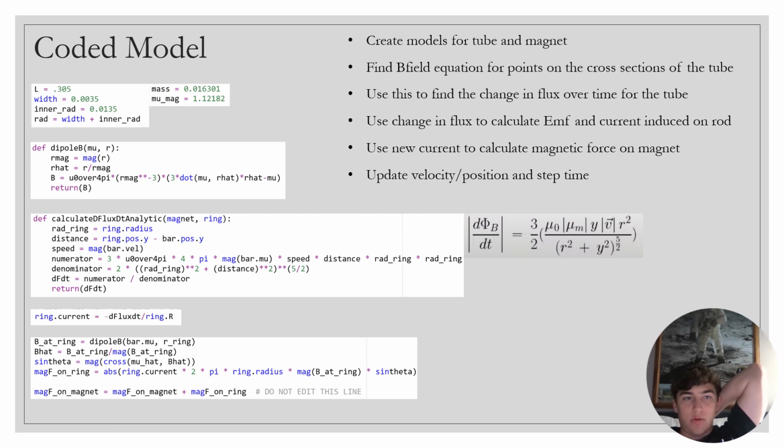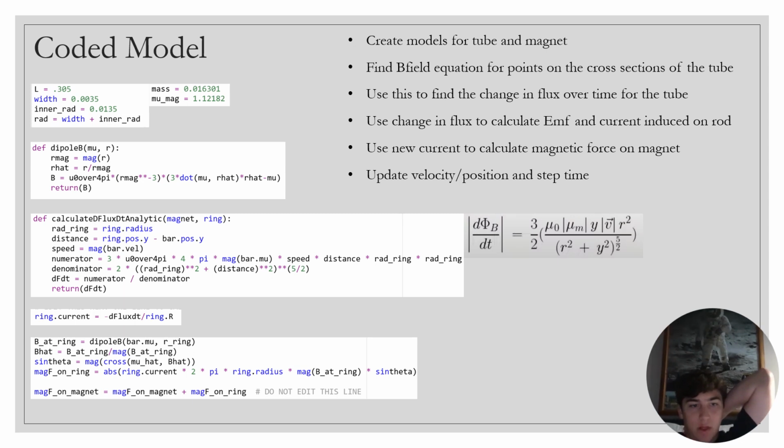For the coded model, we basically just remade our real life scenario, but computationally. On the top left, you can see the actual specs for the tinfoil tube I used. The first important function is the one that generates the B fields on the rings of the tinfoil tube from the magnetic dipole, which is the magnet falling down. This is the B field that we'll use to generate our flux and our change in flux throughout the tube.